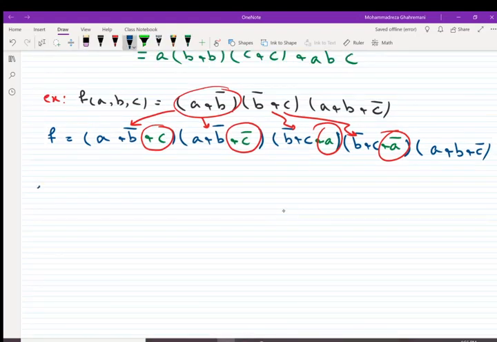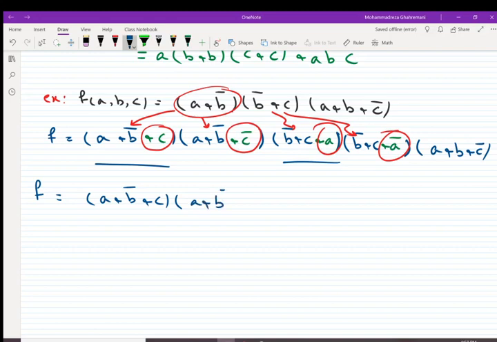Okay, so first, let's look for any duplication. (a plus b bar plus c), we have it here as well. So we keep only one of them. Okay, so we say (a plus b bar plus c)(a plus b bar plus c bar)(a bar plus b bar plus c)(a plus b plus c bar).